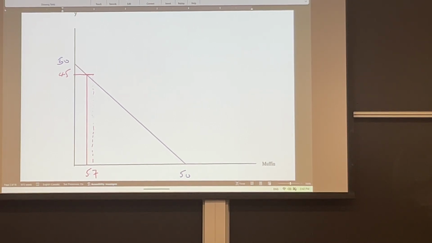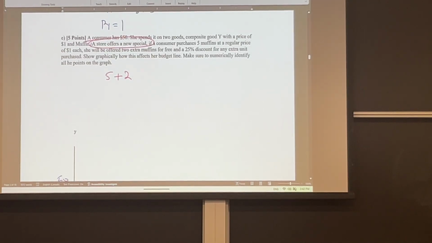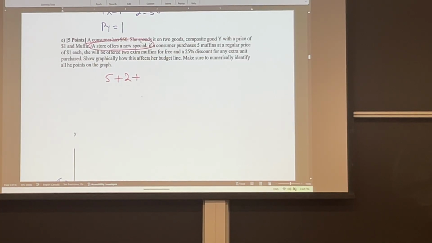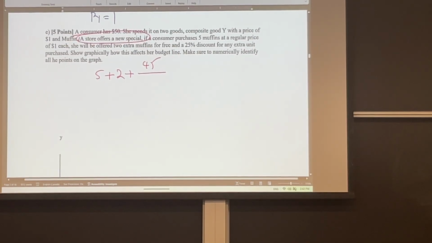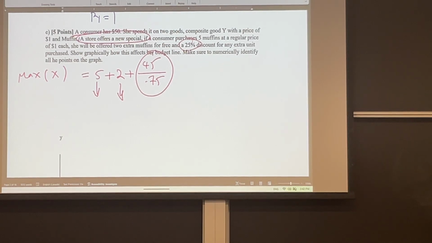You still have how much money? 45 bucks. But thereafter, the price of X becomes how much? 25% lower. What's the price now? 75 cents. So if you spend all the money on X, that's the maximum you can buy. That's the 2 for free plus the amount you can buy at the 25% discount.